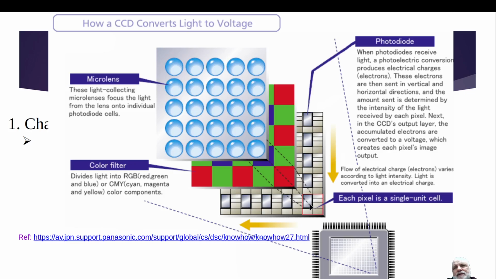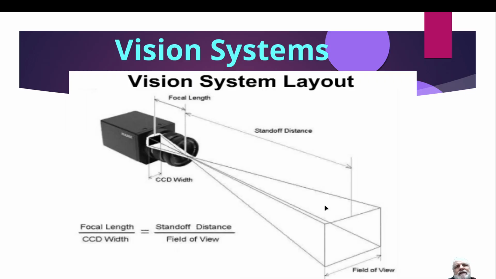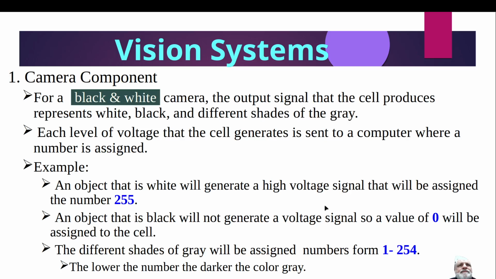So each pixel is a single cell, and if it's just a black and white camera, it's just measuring the intensity of the light. But if it's a colored camera, it'll have this filter here, which will filter the light to give us a red hue, a green hue, and a blue hue, so that we can look at the intensity of those three different colors and therefore determine the actual colors of the system.